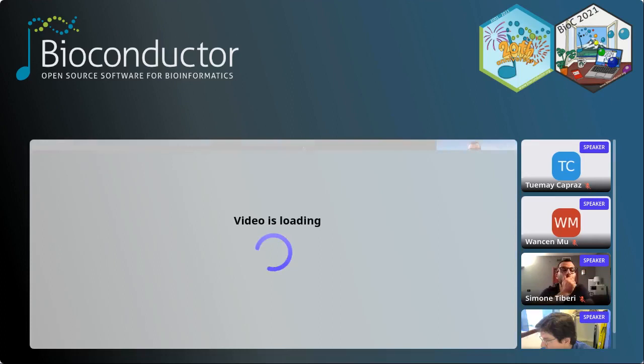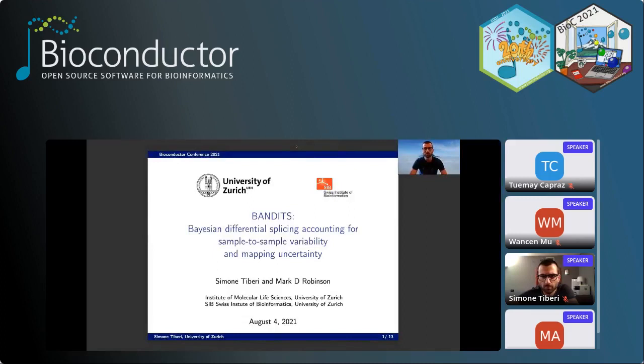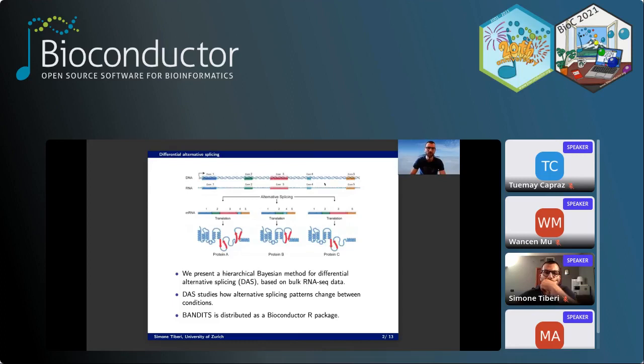Simone Tiberi. I am a postdoc at Mark Robinson's lab in Zurich, where I develop statistical methods for bioinformatics. Now, Distinct is actually our latest method, but today I'm going to present Bandit, which was released last year. Bandit is a Bayesian hierarchical model to identify differential alternative splicing events from bulk RNA-seq data. Differential alternative splicing studies how alternative splicing patterns change between conditions. And the method is on bulk.